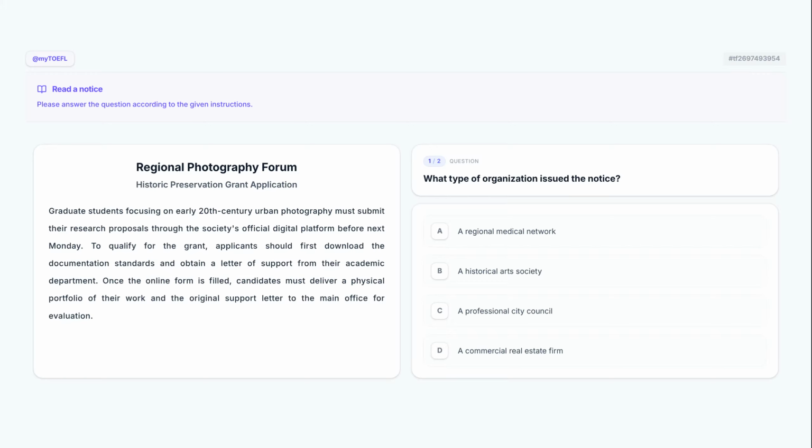Today we're going to dive into the read and notice question type, a common part of the reading section that tests your ability to navigate real-world information like campus announcements or organization rules. I'll show you how to quickly scan for key requirements and avoid common traps so you can pick the right answer with total confidence. Let's jump right in.